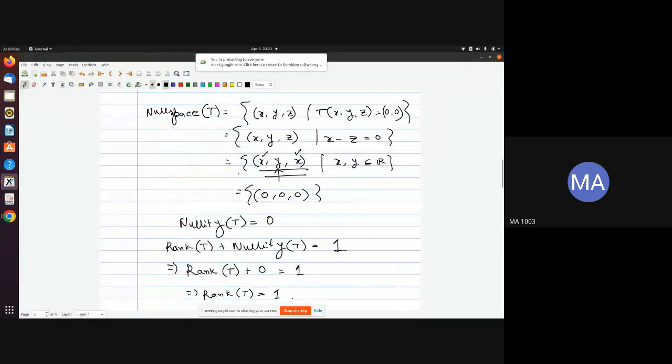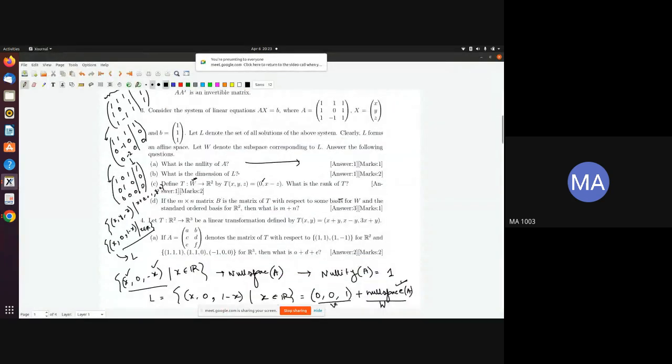Okay, fine. And the last question: M cross N is the matrix of the linear transformation from W to R2. W is of dimension 1, and R2 has dimension 2, so it should be a 2 cross 1 matrix. So M is 2 and N is 1. M plus N is 2 plus 1, which is 3.